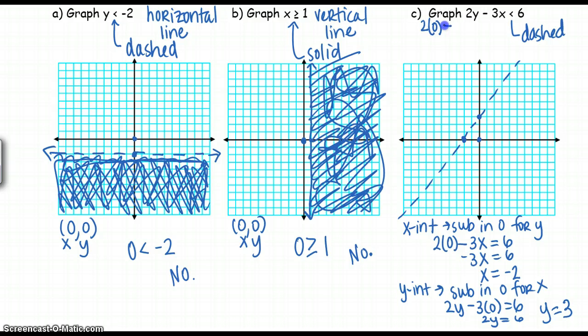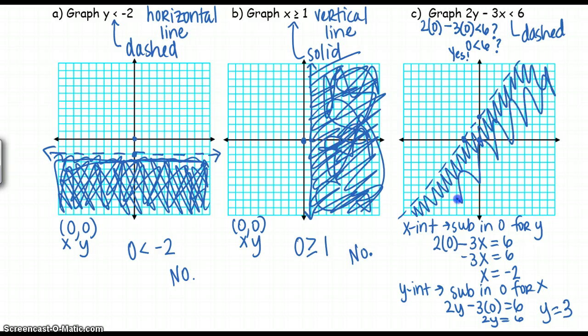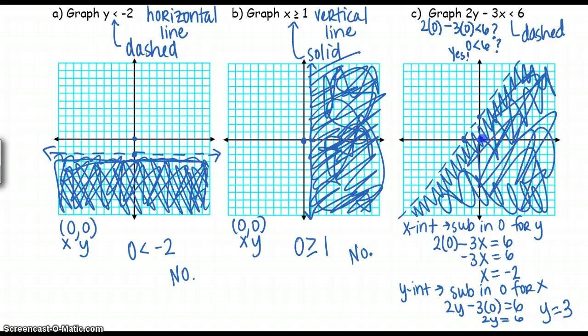So 2 times 0 minus 3 times 0. Is that less than 6? Well, if I work this out, we have 0. Is that less than 6? Yes, it is. So, where my test point is, I do shade that side. The test point works, shade the side where the test point is. So you would shade all of this in.